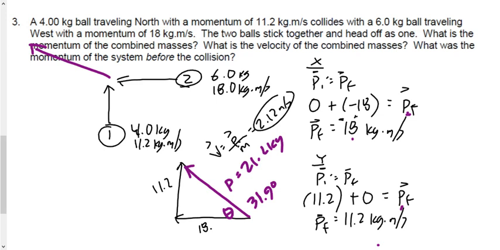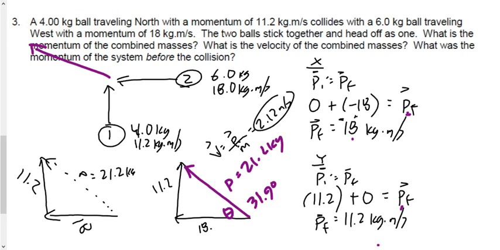You do have an initial momentum of 18. You do have an initial momentum of 11.2. You can find the initial momentum using 18 and 11.2. When you do that, it works out to be 21.2. So here I found the final momentum and then said, oh, the initial is the same thing. Here I found the initial momentum and said the final is the same thing.